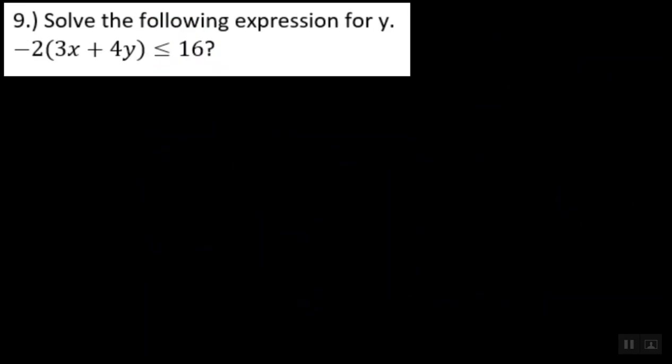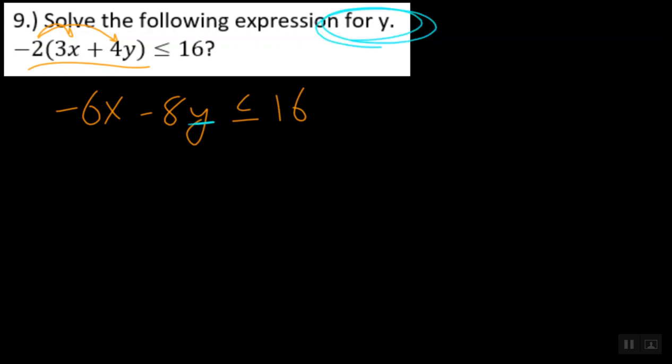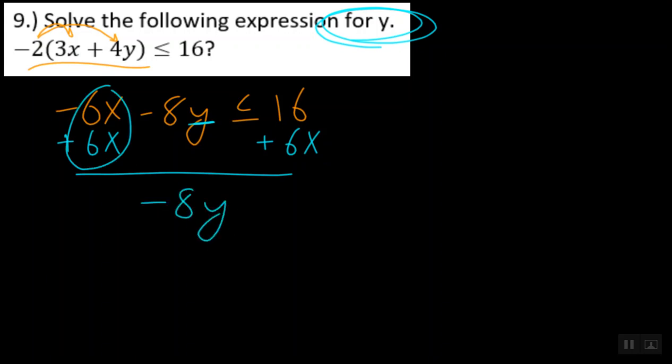Okay, here we are in example 9, and we want to solve the following expression for y. As always, to simplify this left side, we have to distribute. We have negative 2 times 3x, which is negative 6x. We have negative 2 times 4y, which would be negative 8y, is less than or equal to 16. Now from here, we know that we are trying to get the y by itself. So in order to get y by itself, I always start by moving my x term first. The opposite of negative 6x will of course be plus 6x and plus 6x. That goes away, and I have negative 8y is less than or equal to, and I can just write this as 16 plus 6x. Guys, I cannot stress this enough.